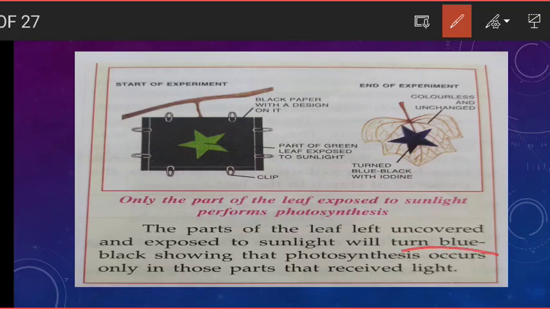Why will it turn blue-black? Because this shows that photosynthesis occurred in that part only. And why did photosynthesis occur in that part? Because that part received sunlight. So this is very important: only the part of the leaf exposed to sunlight performs what? Photosynthesis. We can say very clearly that light is necessary for photosynthesis.